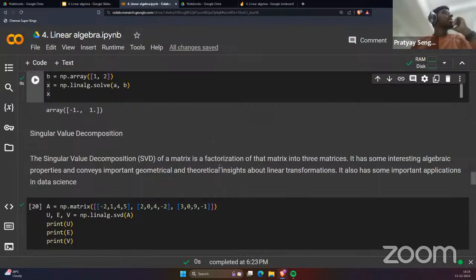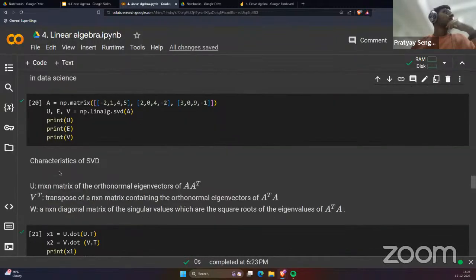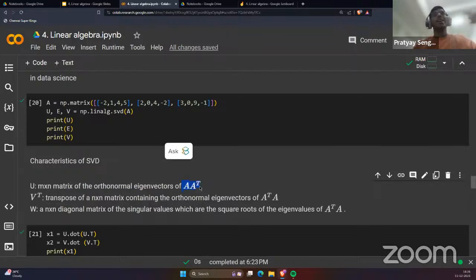Okay, let's move to the next thing, and the very fascinating thing that is called singular value decomposition. Singular value decomposition of a matrix is where we divide that matrix in such a way that it comes from three matrices. Okay, so the three matrices each have different uses. A is the matrix that you want to split, and it is split in a way that gives you three matrices.